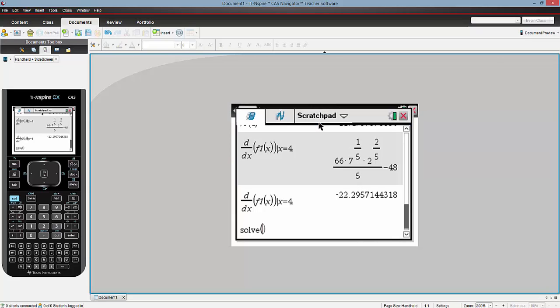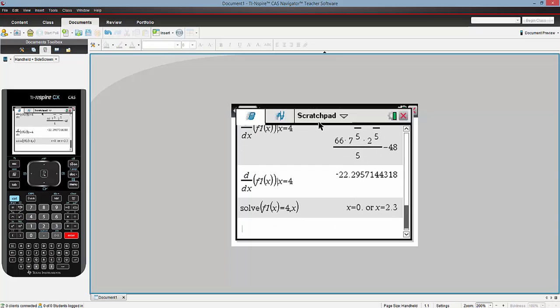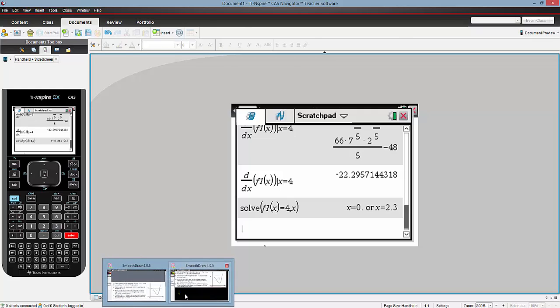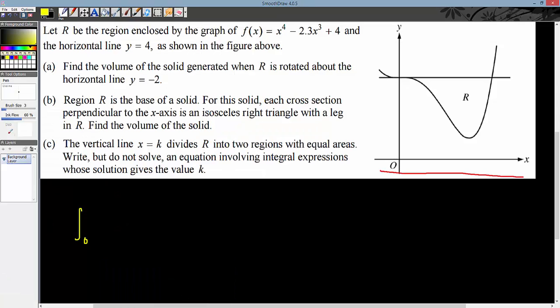And I'm going to say f1 of x equals 4, comma x. I'm going to hit enter, and we get 0 and 2.3. So you could have actually done that by hand. It's actually not that hard. So to find the limits of integration, it's going to go from 0 to 2.3.